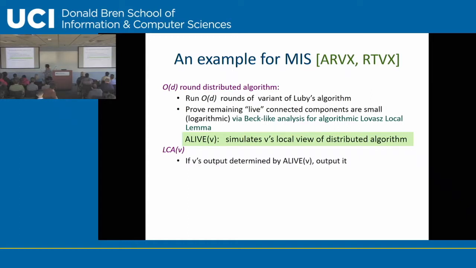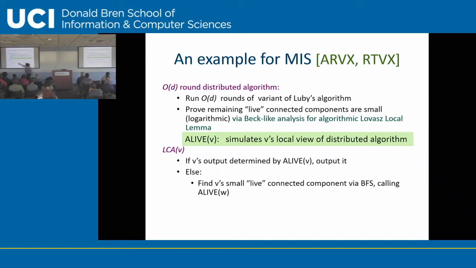All right, good. So now, what does the LCA do when I call it on V? The first thing it's going to do is call alive on V and see if V is still alive. If V's output is determined by alive, output it. Otherwise, if it hasn't been determined, then I have to determine it. So what are we going to do?